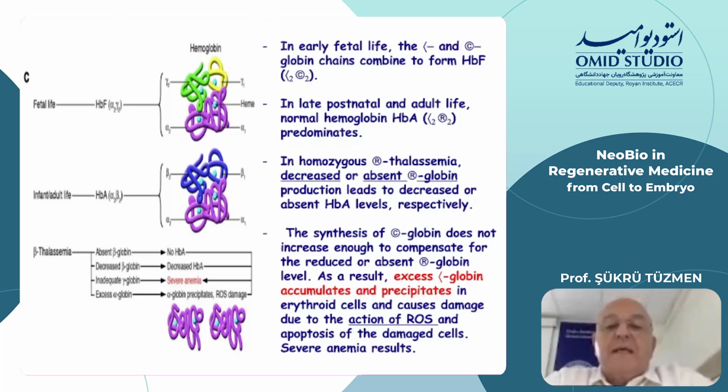In the early fetal life, the globin chains combine to form healthy hemoglobin. So you get 2 alpha, 2 beta under regular, normal, healthy situations. So this is okay. But in the late postnatal life and adult life, normal hemoglobins can be predominant in terms of the healthy individuals, 2 alpha, 2 beta.